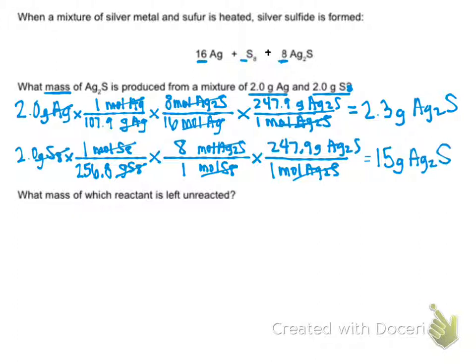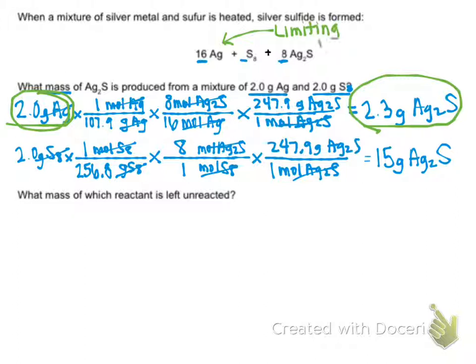Alright, so if you look, whichever one produced less product is going to be your limiting reactant. So this is our smaller product. That means whatever you started with is your limiting reactant. That means silver is our limiting reactant. So if that's our limiting reactant, that means our silver gets completely used up. So there is going to be leftover S8.